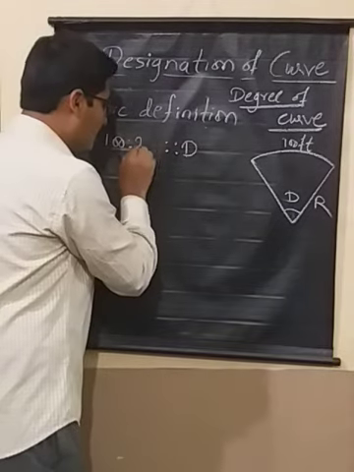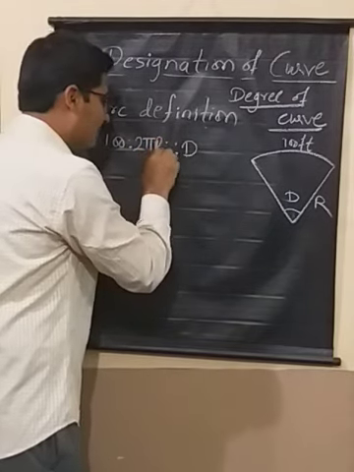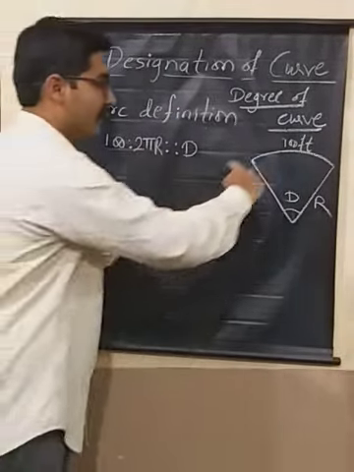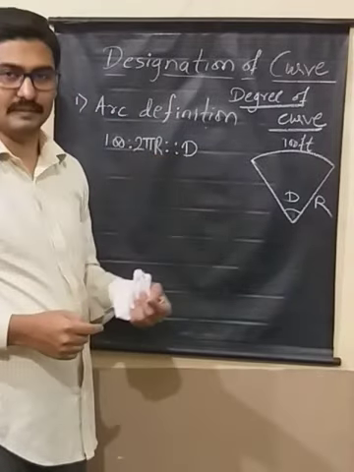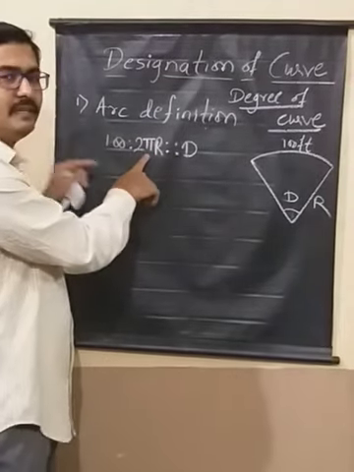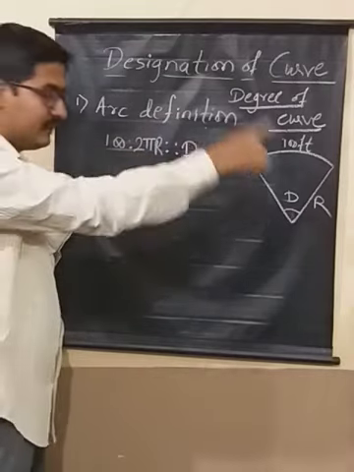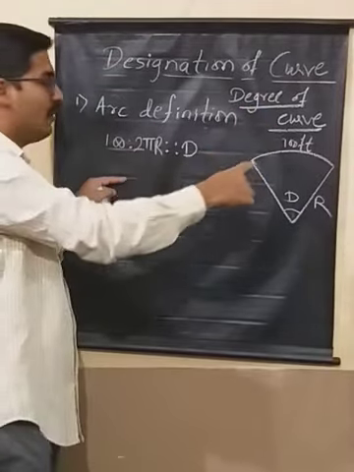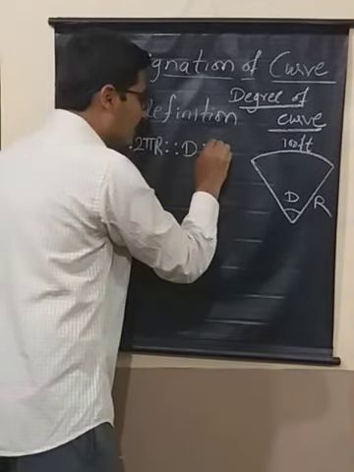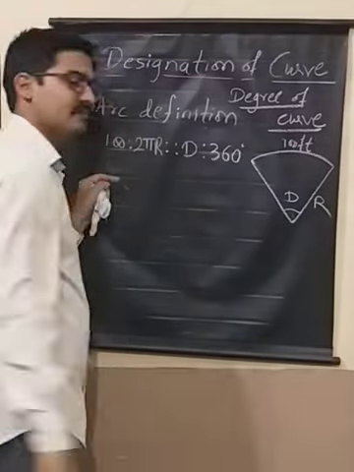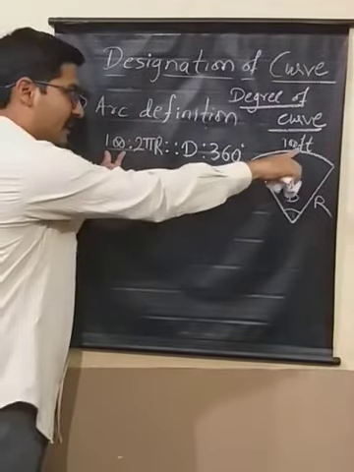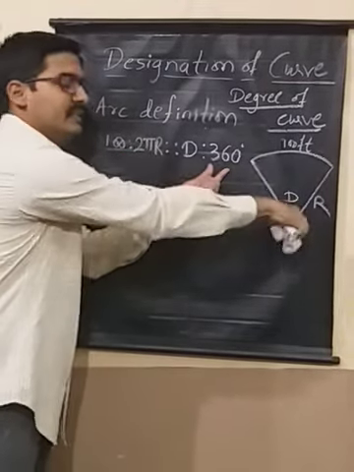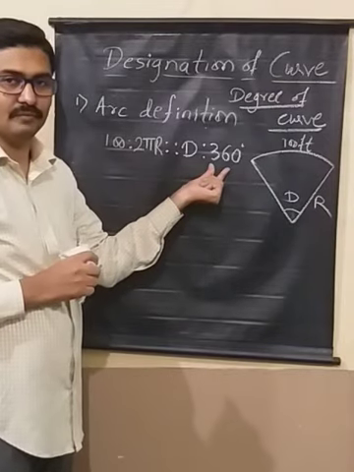If this is continued and you make one complete circle, the length of the complete circle becomes the circumference, right? So the circumference will have length 2 pi r. For the total circle, what will be the central angle subtended? It will be 360 degrees. For 100 feet arc length, D is the central angle. For 2 pi r, 360 degrees will be the angle at the center.